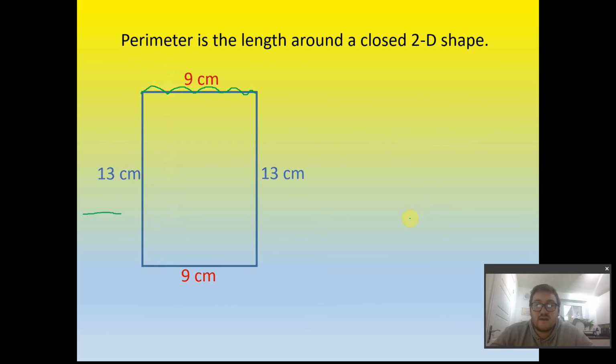So we can add these up to give our perimeter length. So we've got 9, add 13, add 9, add 13. I'll give you a second to work that out if you want to pause the video. Okay, so you should have got 44 centimeters.